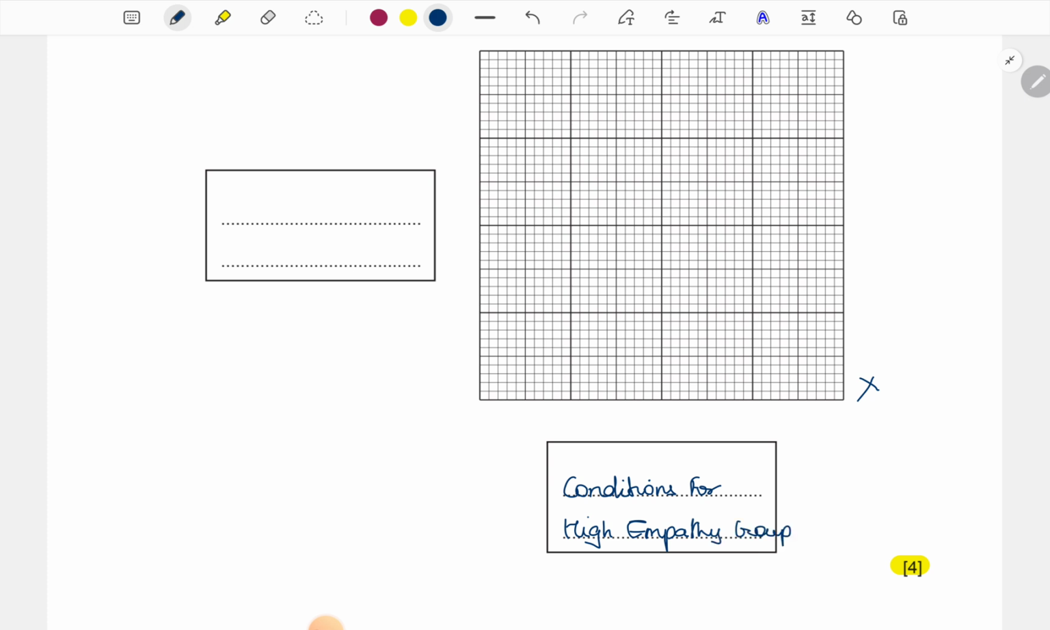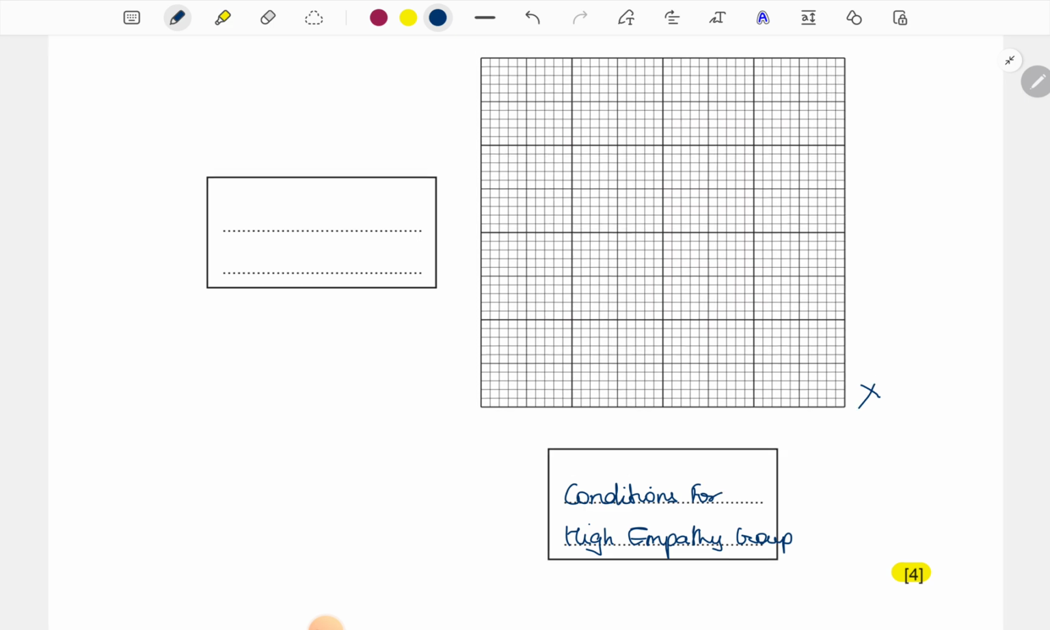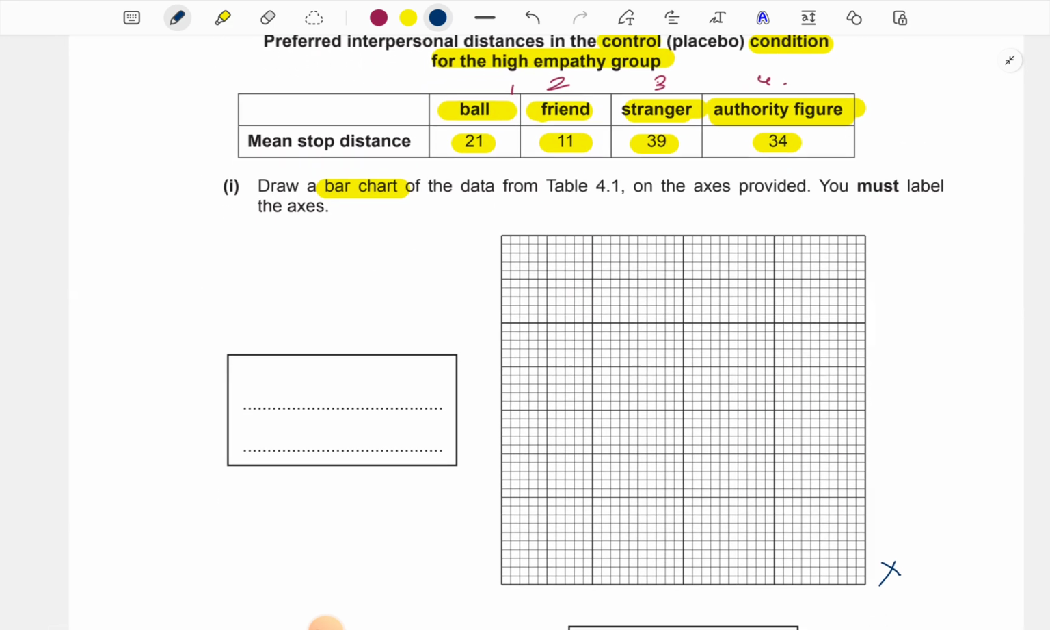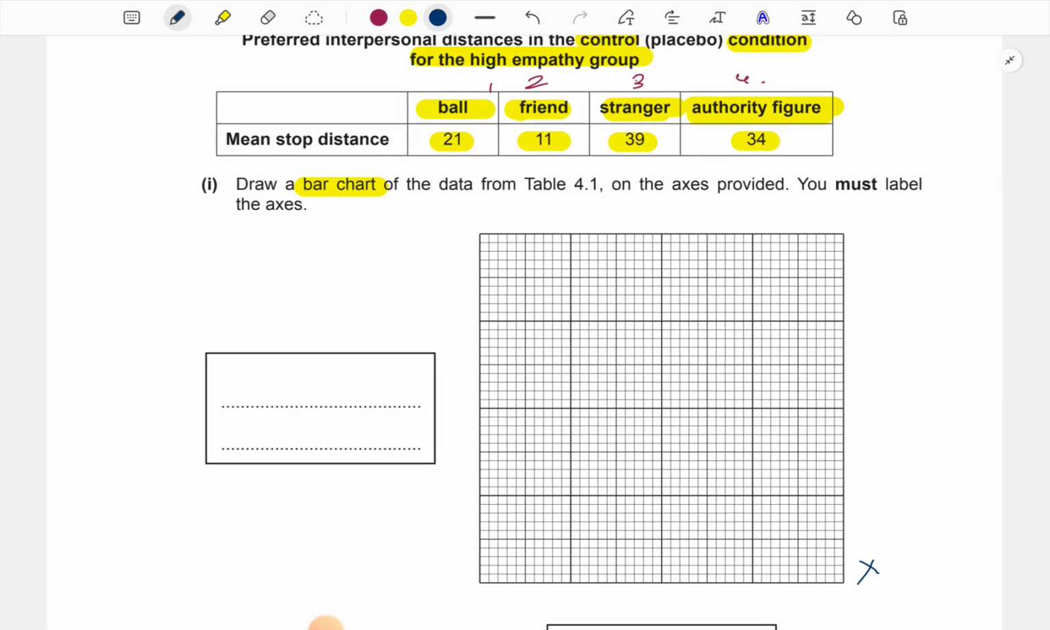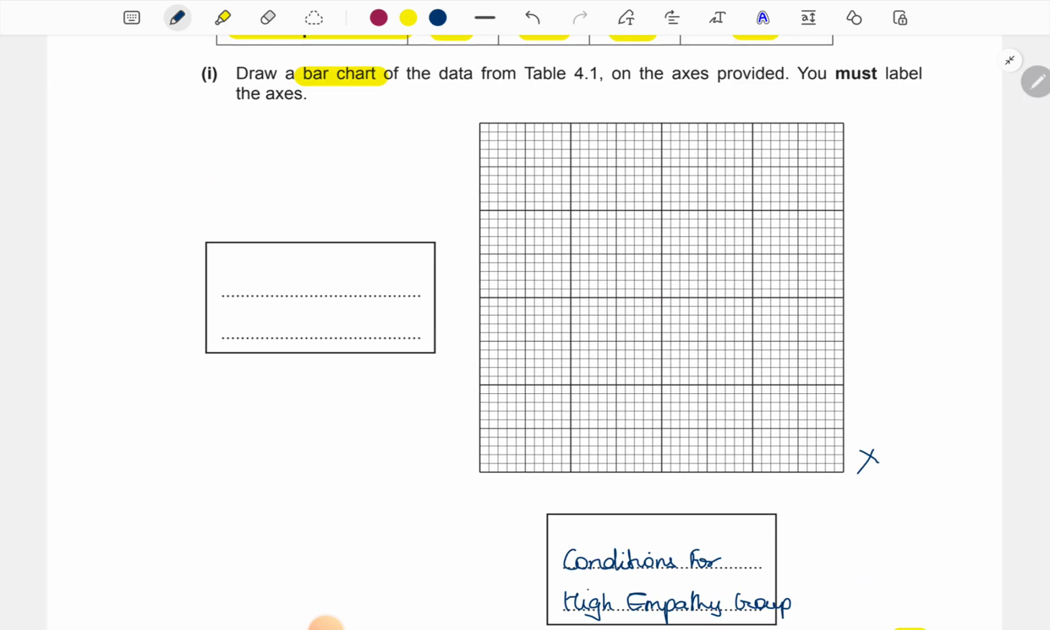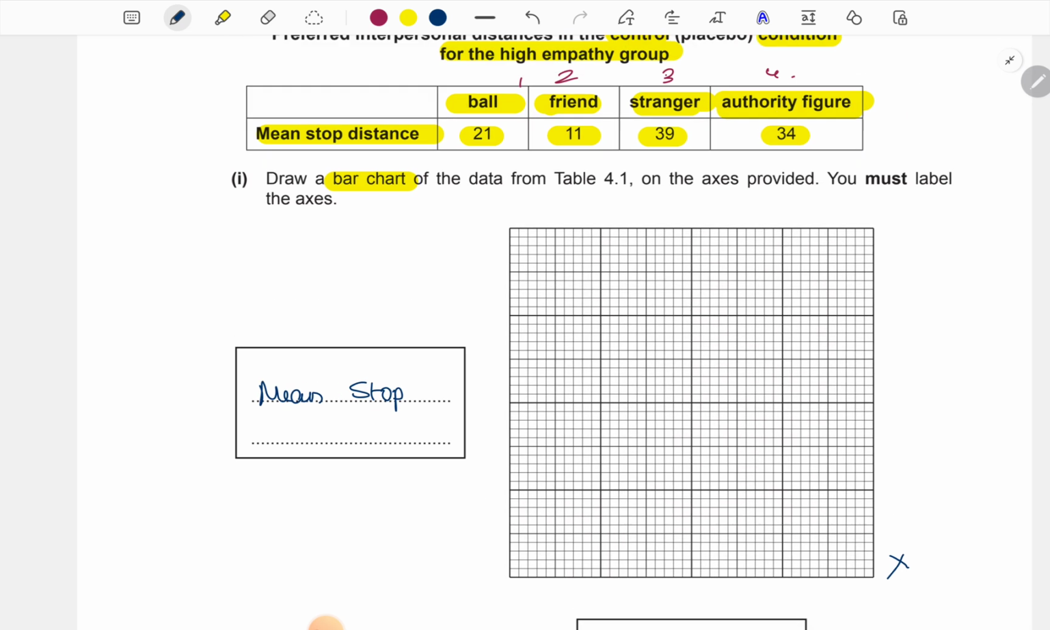In a bar graph, the y-axis will always have the descriptive statistic. In this case, mean preferred interpersonal distance in terms of mean stop distance. That's how they've called it on the table. So we'll just use that wording and we'll write mean stop distance.